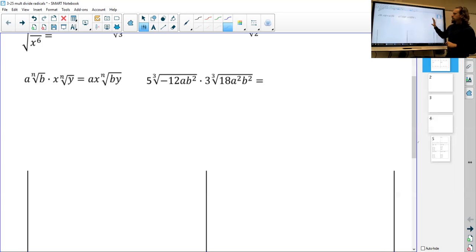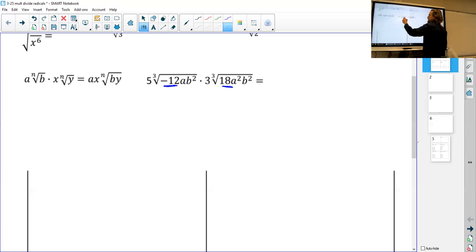Okay. So two ways we could look at this. I know 5 times 3, I'm going to have 15 on the outside. But what catches my eye is I see negative 12 and 18. And I don't really want to have to multiply 12 times 18 and then take the cube root of that, right? So instead of just multiplying those together, I'm going to try to break that down first.